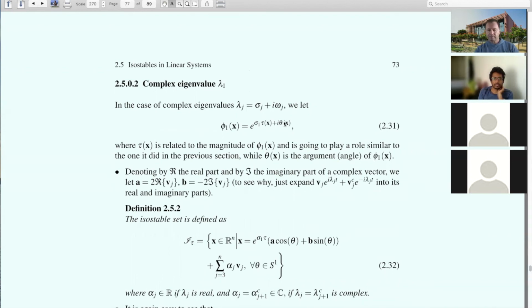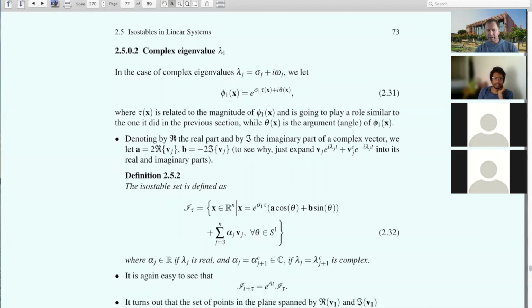So now, denoting by this calligraphic R the real part and this I the imaginary part, let A is 2 real parts of Vj. Vj is your complex eigenvector associated with this eigenvalue, and B is minus 2 imaginary part of Vj. To see why you need this, expand. This is the part of the spectral expansion that happens when you have an imaginary eigenvalue.